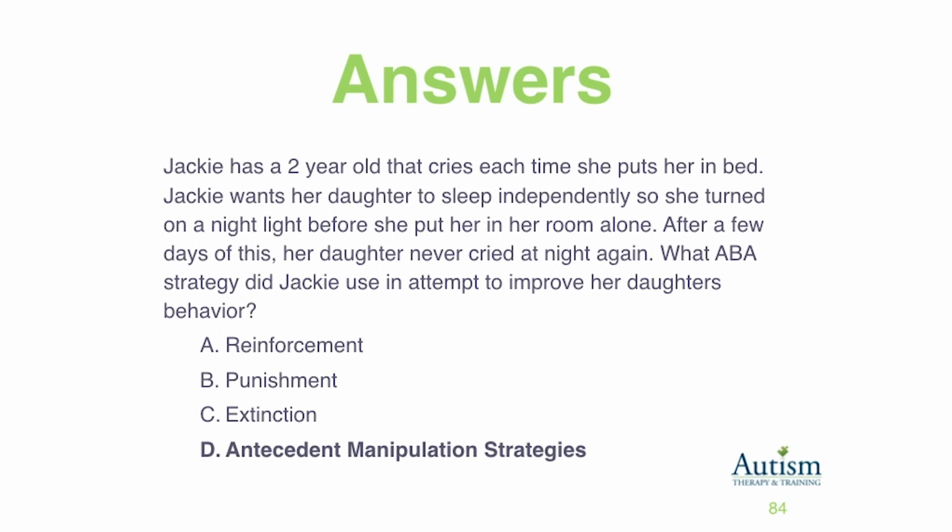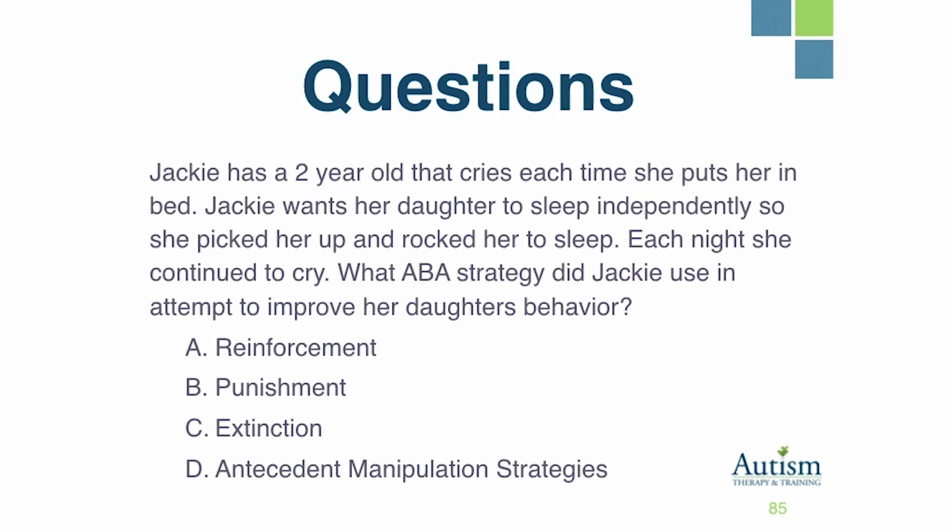Way to go. Jackie has a 2-year-old daughter that cries each time she puts her in bed. Jackie wants her daughter to sleep independently, so she picked her up and rocked her to sleep. Each night, she continued to cry. What ABA strategy did Jackie use in an attempt to improve her daughter's behavior? Or did it improve? A. Reinforcement. B. Punishment. C. Extinction. Or D. Antecedent manipulation strategies.